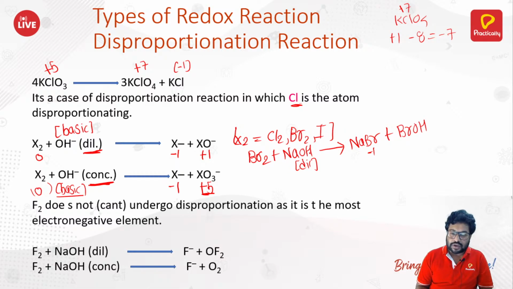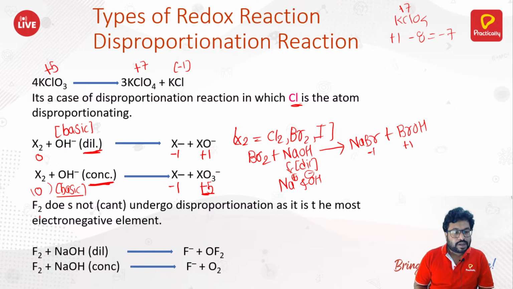Sodium goes with this and you have OH, because NaOH can be dissociated as Na plus and OH minus. So with Na plus, Br minus has gone, and with OH minus, Br plus has gone. That means bromine here is in plus one. That is how your bromine can disproportionate from 0 to minus 1 and 0 to plus 1.